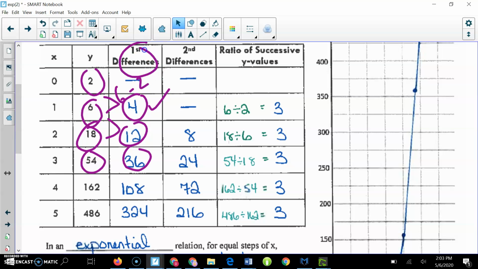So if first differences are the same, it's a line. If second differences are the same, it's quadratic. But in this case, they're not the same, neither first nor second. So you do notice one thing though, or you might not notice it.